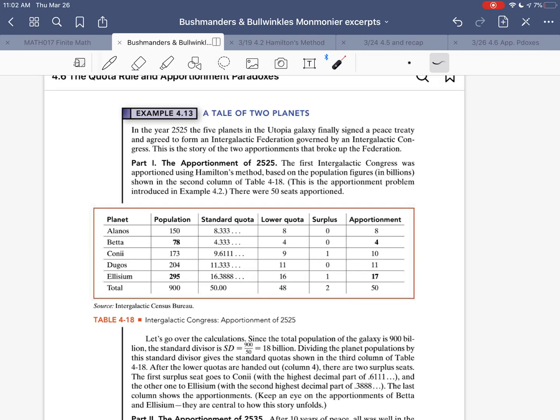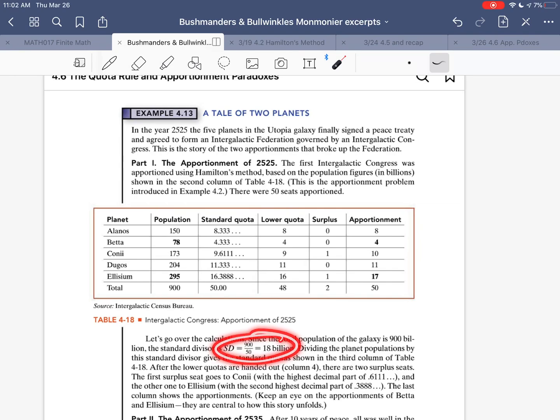In the year 2525, the 5 planets in some galaxy sign a peace treaty, blah, blah, blah. So we have 5 planets, A, B, C, D, and E. And they have populations in billions, I guess: 150, 78, 173, 204, 295. Total of 900 billion population.